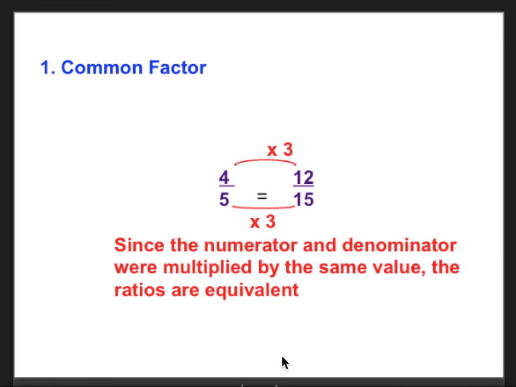All right, so again, multiplying or dividing by the same number. So whatever you do to one, you do to the other. It must be multiplication. It must be division. It cannot be addition or subtraction. When you're looking at equivalent ratios, you have to be multiplying both numbers by the same thing or dividing both numbers by the same thing.